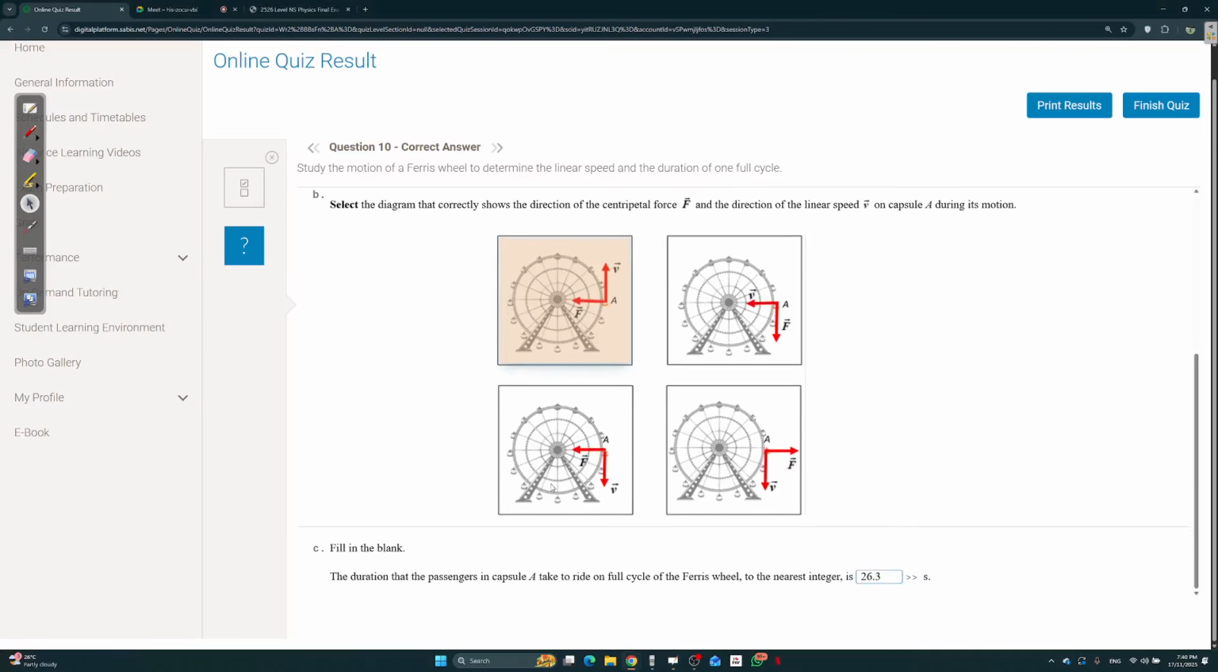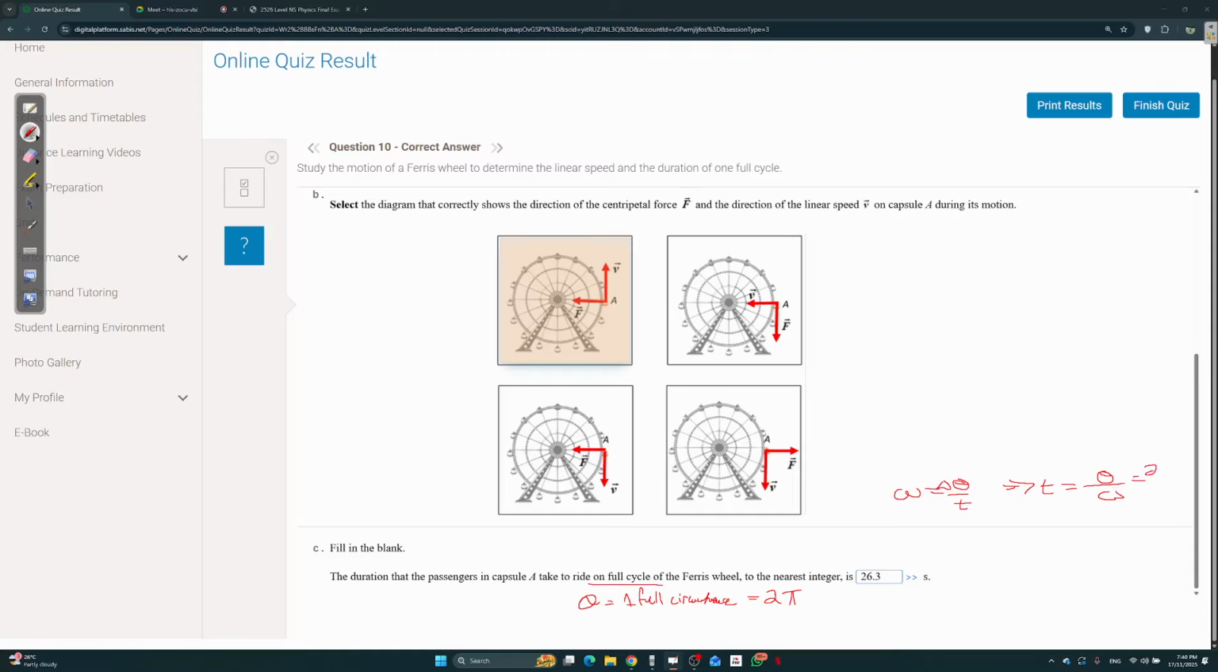Part C, the duration that the passengers take to ride on a full cycle is what? To ride on a full cycle, that means that the theta is one full circumference. And how many degrees is one full circumference? 360 degrees, but now we're working in radians, so we're going to say 2 pi. How much is the time? Isn't omega equal to theta divided by t? Yes. So that means the time will simply be theta divided by omega.